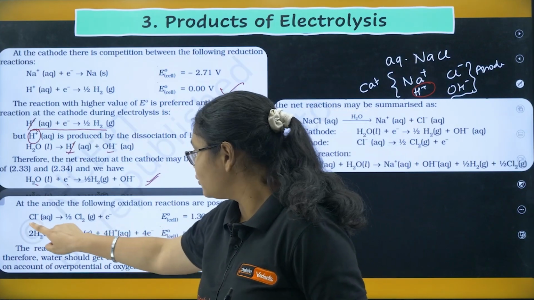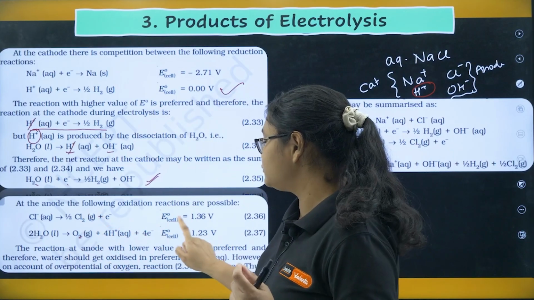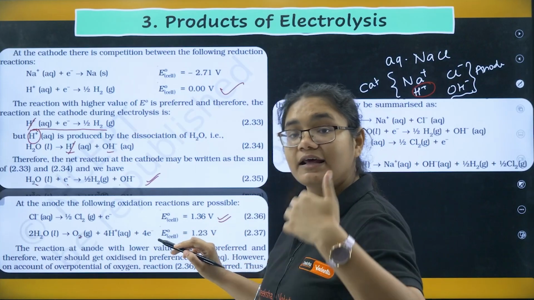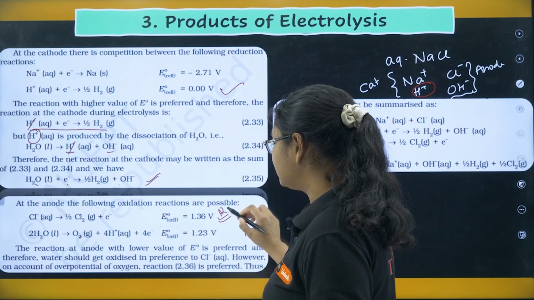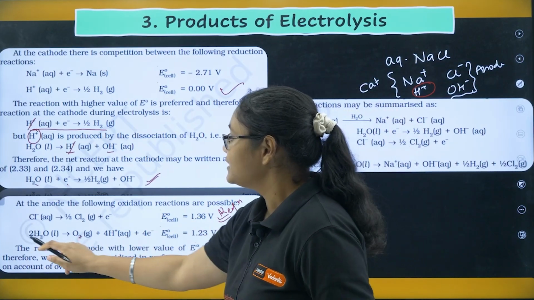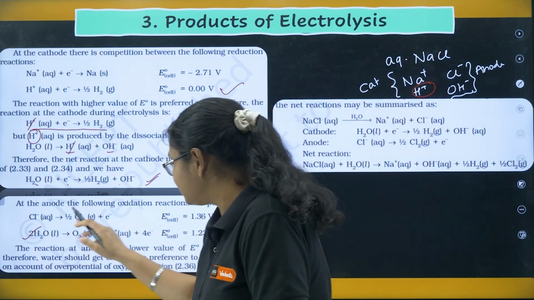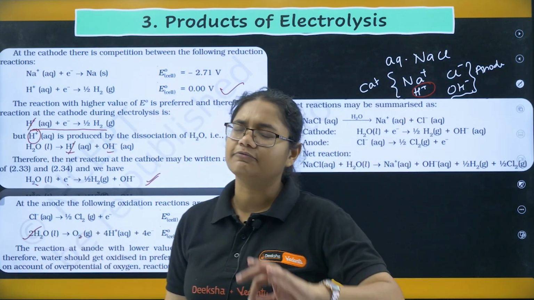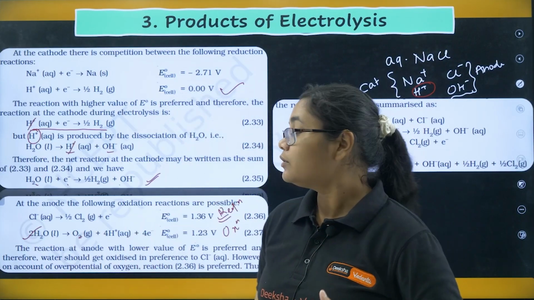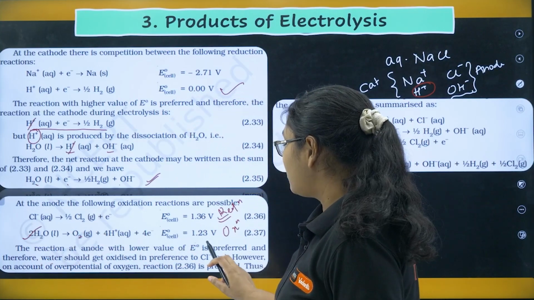If you see here, chlorine reduction potential is 1.36 and water reduction potential is 1.23, right? So chlorine has a higher reduction potential, so it has more tendency to undergo reduction, and water has more tendency to undergo oxidation. This one should undergo oxidation at the anode, but here there is a catch. This process of oxidation of water is a very slow process, and you have to give more energy, more electricity to carry out this process. So the reaction at the anode with lower value of E naught is preferred.